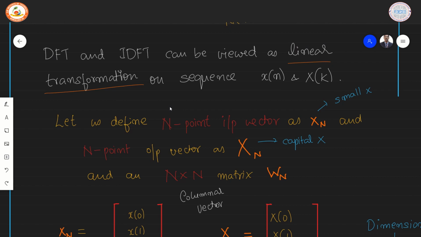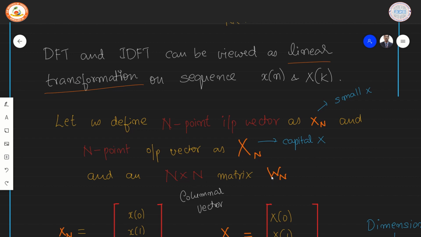Now let us discuss the DFT and IDFT, which can be viewed as a linear transformation on the sequence x of n and X of k respectively. First, let us define an N-point input vector which is called x of n. Here I use the small x to denote the input term and we'll use the capital X to denote the output term. Since each vector is of length N, the subscript is capital N, which denotes the length. So we have an N-point input vector, which is small x of n, and an N-point output vector, which is denoted as capital X of n.